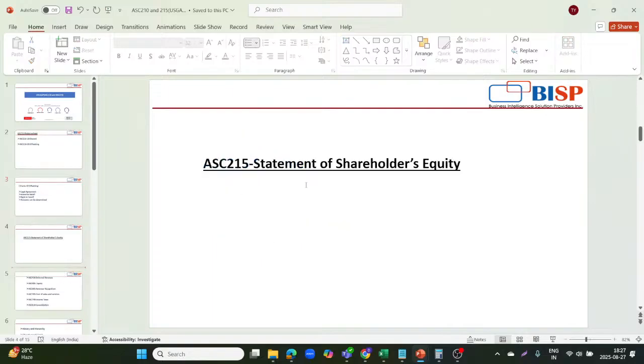Then the next is Accounting Standard Codification 215, that is Statement of Shareholders' Equity. This topic only contains one subtopic, that is ASC 215-10. This subtopic provides referral to Accounting Standard Codification 505, that is Equity. This shows what the statement of shareholders' equity looks like, what the components are and how you will read this statement. What are the consistency checks that you will perform?